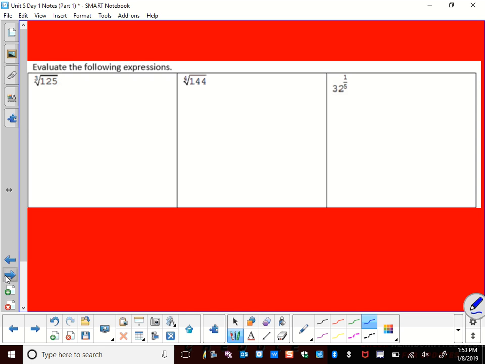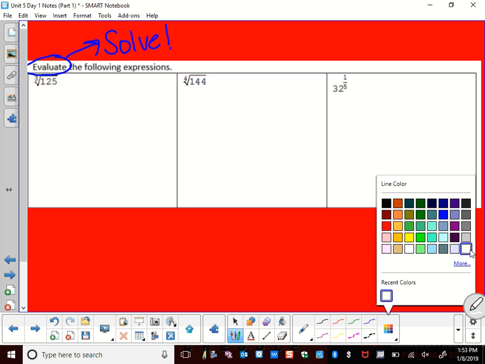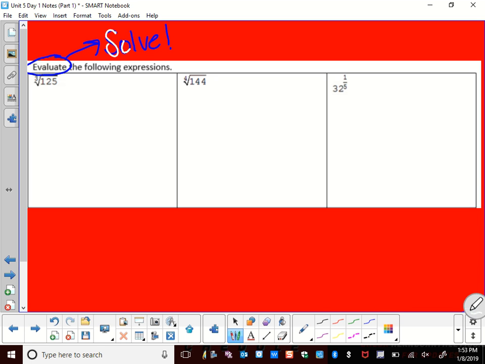When you see the words evaluate, all that is telling you to do is to solve. Evaluate is telling you to solve. It's a fancier way of saying it. So you need your calculators for this. Go ahead and turn them on.